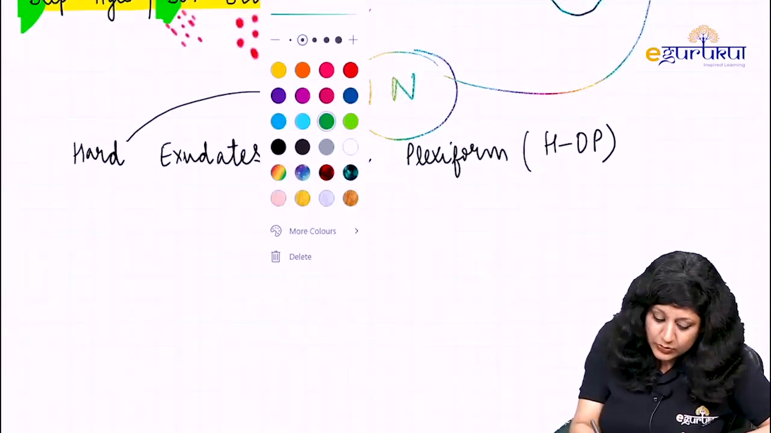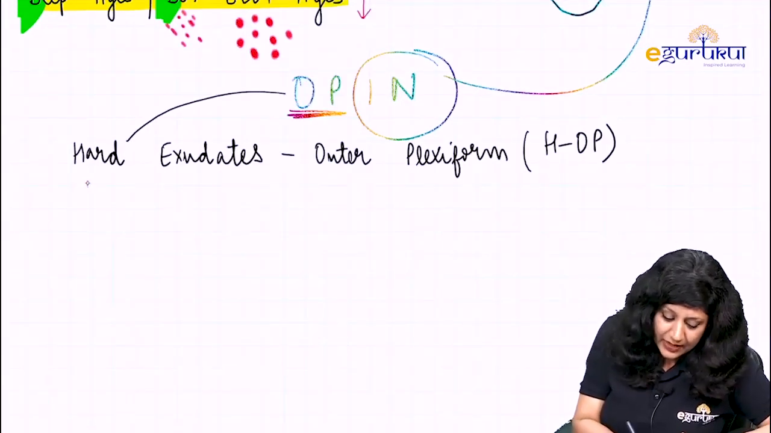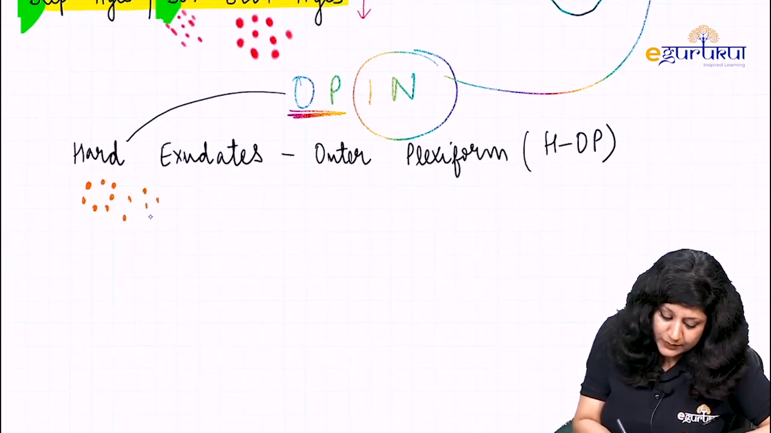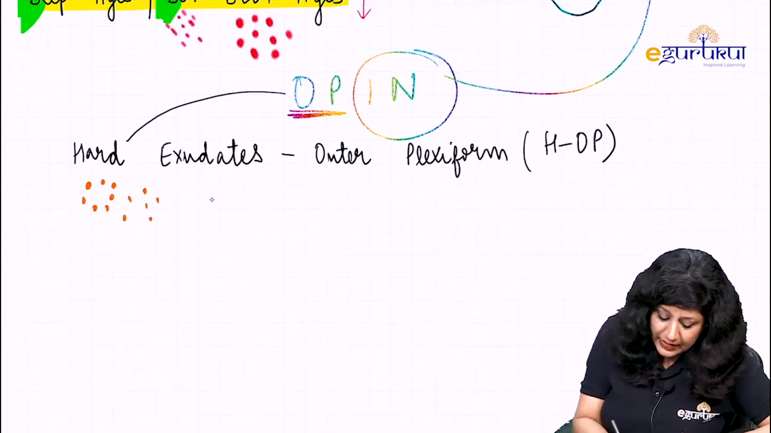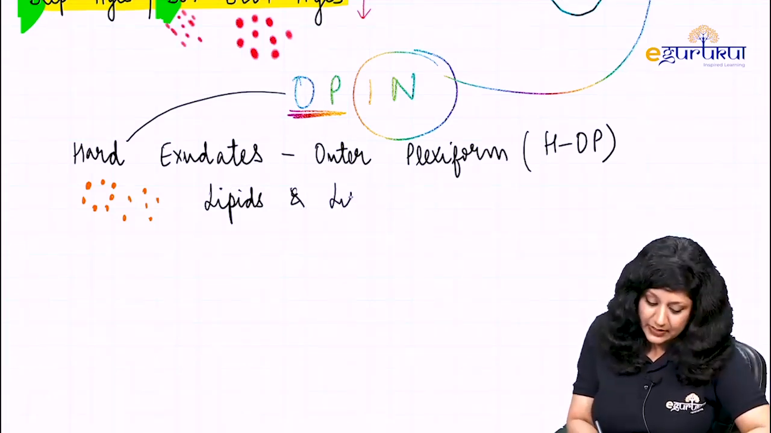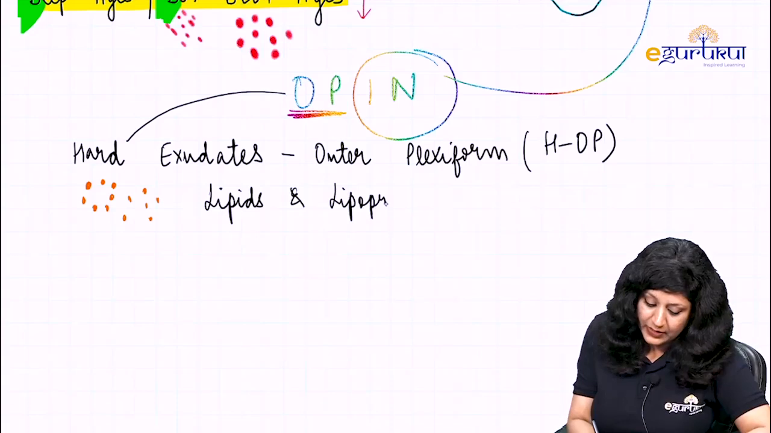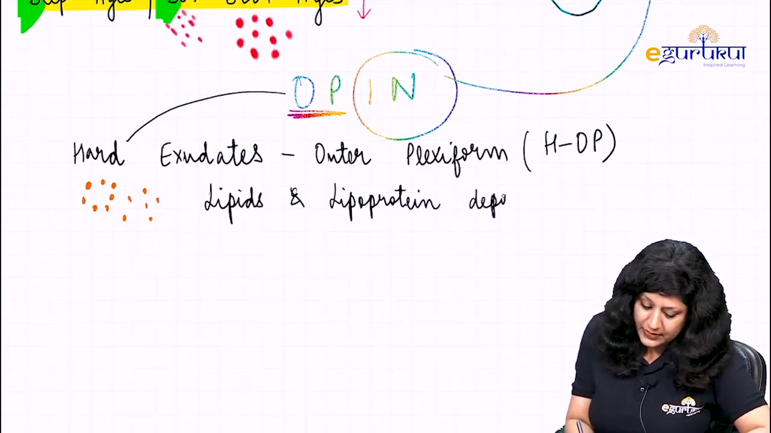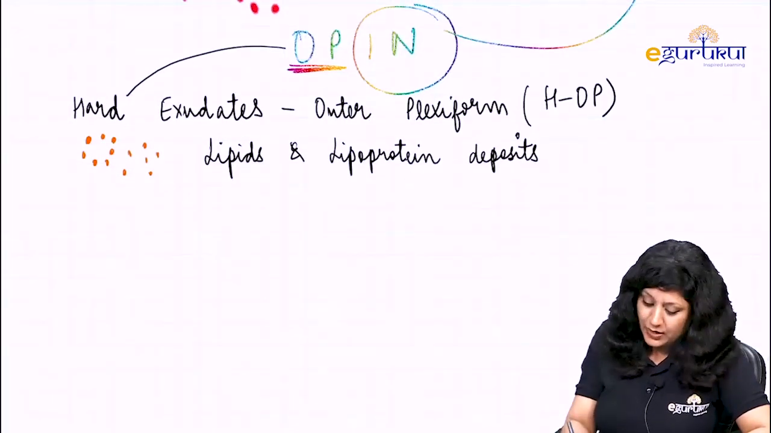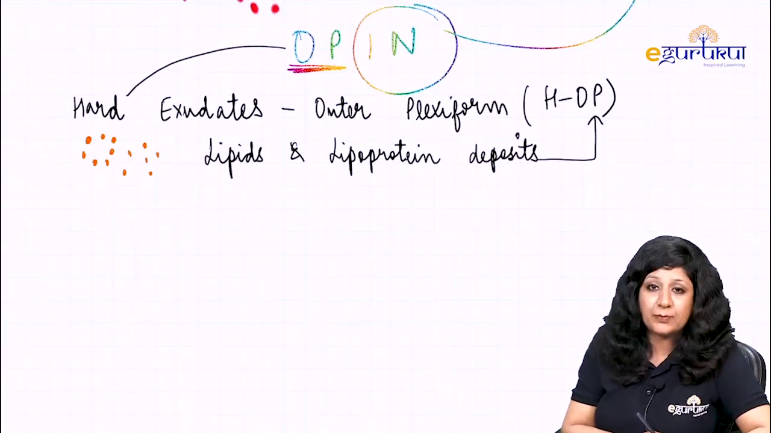And how do they actually look like? They are lipids and the lipoprotein deposits. Sometimes they are also arranged in a ring-shaped fashion. So they are the lipids as well as the lipoprotein deposits, which are found in the outer plexiform layer.